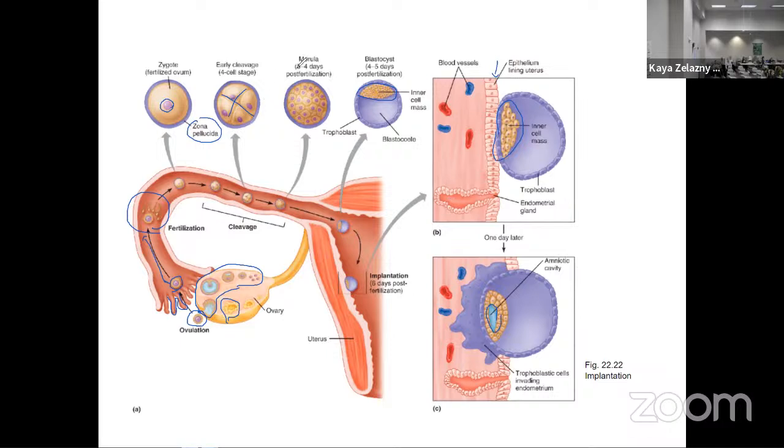So like I said, there are lots of words associated with embryology. This is not an embryology course, but this is kind of what would happen. And that's all just 6 days post-fertilization.